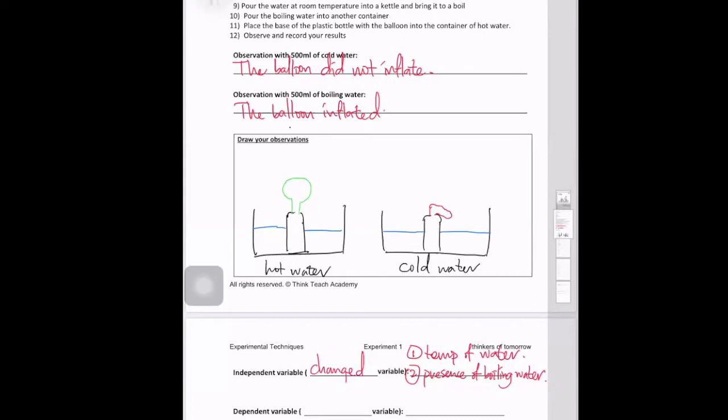So the dependent variable, which is your measured variable: what do you think is the measured variable for this question?